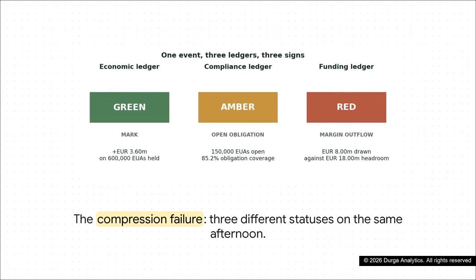Think about what happens with a classic compression failure on a dashboard. Say the economic ledger is green because, hey, we're making money, but the compliance ledger is amber, meaning we still have an open obligation. And the funding ledger is flashing red with margin outflows. If you try to compress all of that into a single red, amber, green indicator, you end up hiding the specific unit of account, and worse, you delete the exact reading that should trigger a crucial, timely intervention. A single symbol simply can't carry 3 different truths.